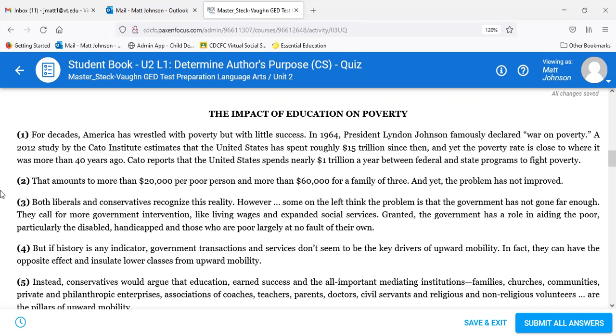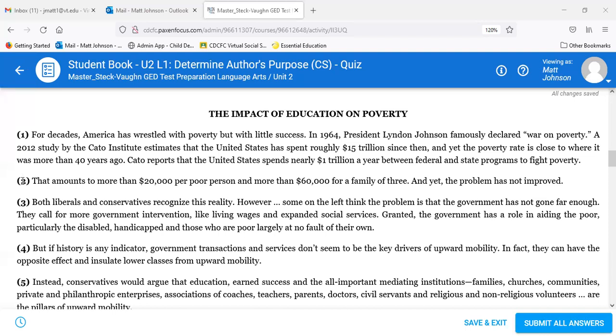A 2012 study by the Cato Institute estimates that the United States has spent roughly $15 trillion since then, and yet the poverty rate is close to where it was 40 years ago. Cato reports that the United States spends nearly $1 trillion a year between federal and state programs to fight poverty. That amounts to more than $20,000 per poor person and more than $60,000 for a family of 3. And yet the problem has not improved.